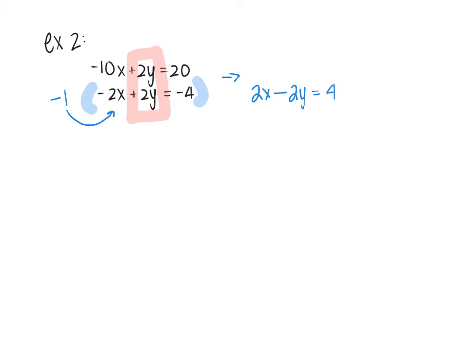Now my other one isn't going to change. So that one stays the same. So the only one that changed was my second one, and I just multiplied it through by a negative. I'm ready to do the addition method when I have equal but opposite coefficients. So I can add these.